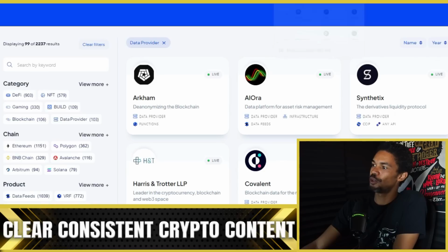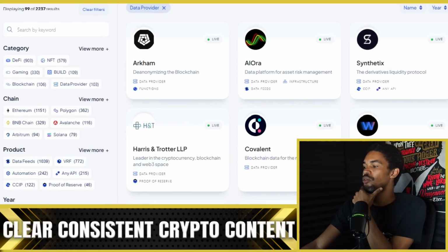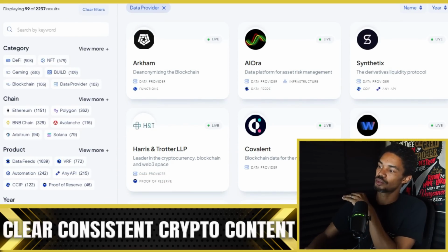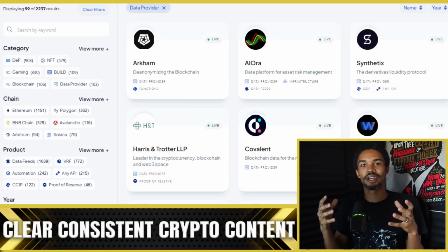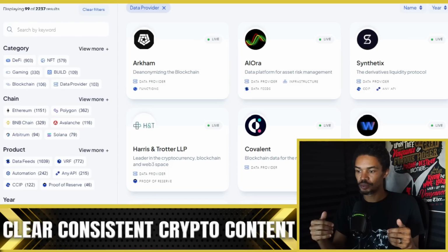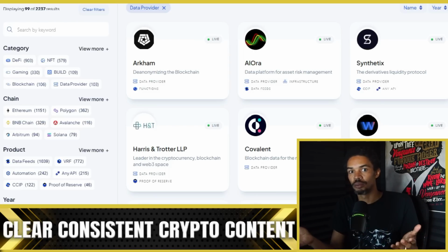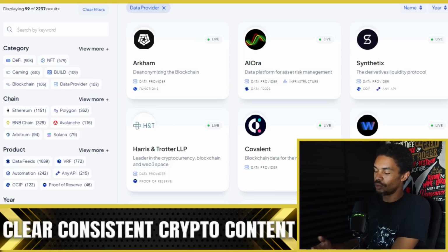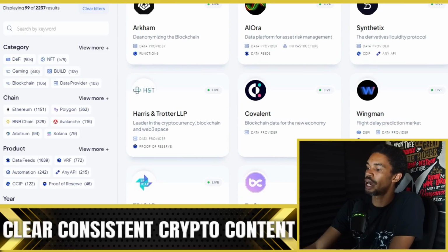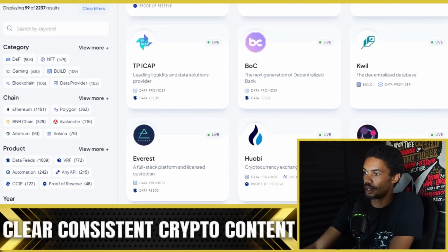All right, so before we get into that price comparison, I want to show you an example. This is Chainlink's ecosystem, and I got it sorted by data provider. The reason why is because the data providers are what makes Chainlink's oracles valuable. So the value of your data is contingent upon the value of your providers. If your providers are questionable, then your data will definitely be questionable. However, with Chainlink, over the years, they have established some very interesting relationships when it comes to data providers.